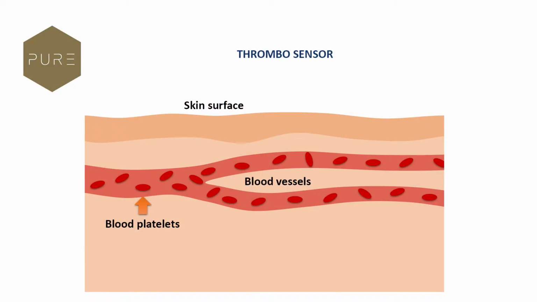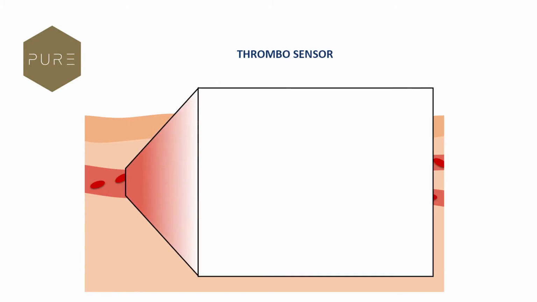Chapter 36, Thrombosis and Genetics, and specific training for counseling for the Thrombo sensor. And now let me explain the concept of thrombosis. If we look at the cross-section of skin here, we've got the skin surface, we've got the blood vessels and blood platelets, which are kind of like the mortar for building blood clots.